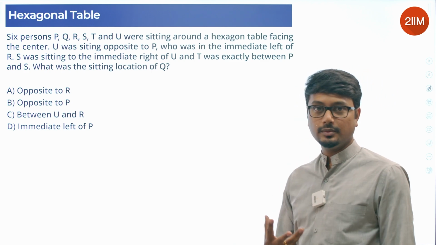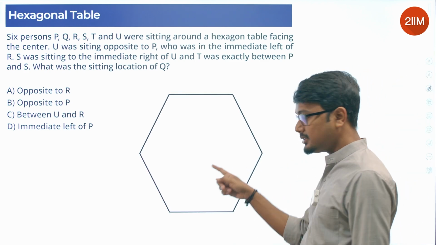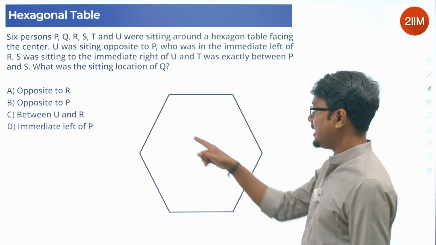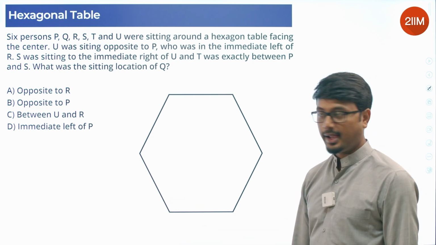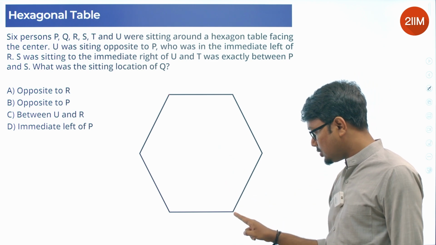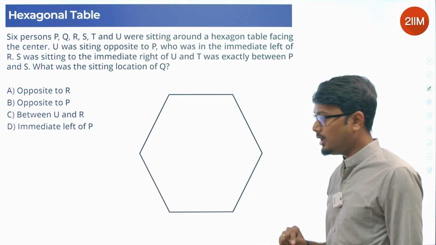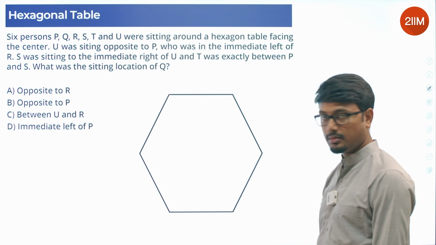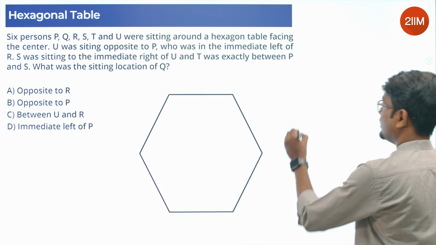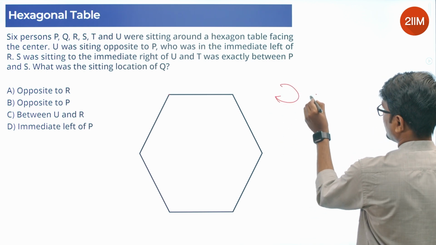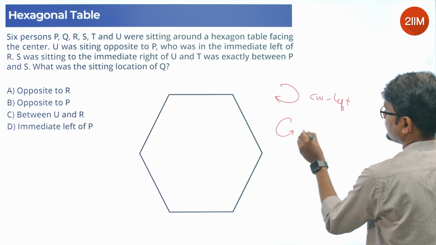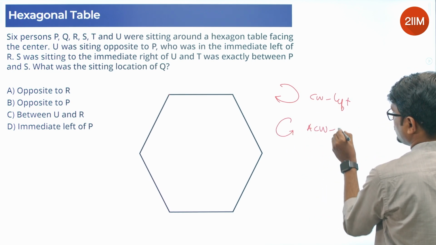So we are going to think in terms of circular manner only, like this. Okay, they are facing towards the center. Technically, we can say these are the 6 positions, and then opposite means, if I have a letter here, the exact opposite person should be here. So opposite, diagonally opposite. Since they are facing towards the center, we'll say clockwise is left, and anti-clockwise should be right.